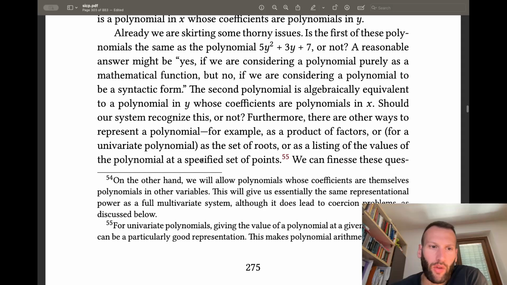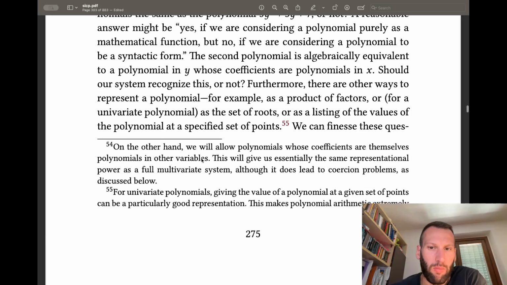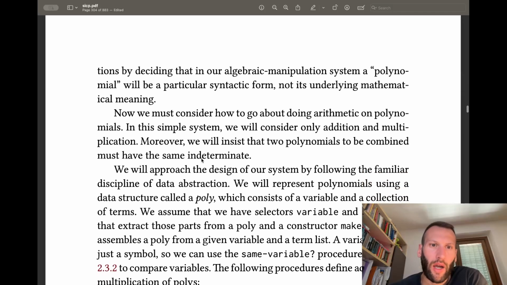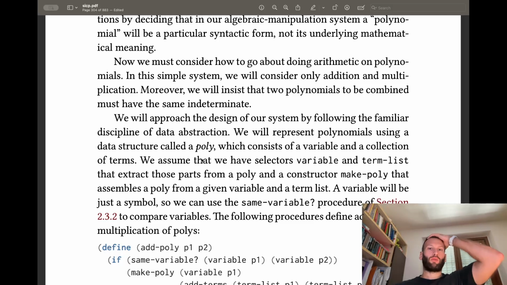Furthermore, there are other ways to represent a polynomial, for example, as a product of factors, or for a univariate polynomial as the set of roots, or as a listing of the values of the polynomial at a specified set of points. We can finesse these questions by deciding that in our algebraic manipulation system, a polynomial will be a particular syntactic form, not its underlying mathematical meaning. Now we must consider how to go about doing arithmetic on polynomials. In this simple system, we will consider only addition and multiplication. Moreover, we will insist that two polynomials to be combined must have the same indeterminate.